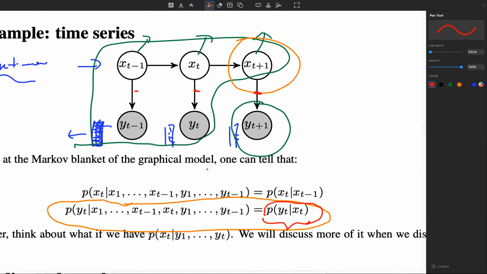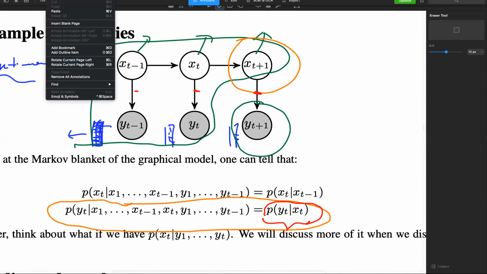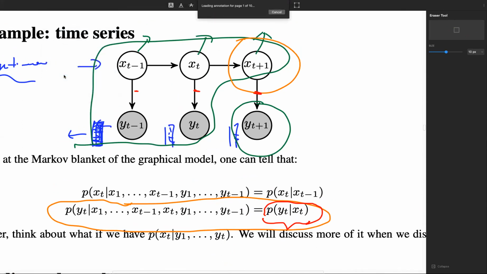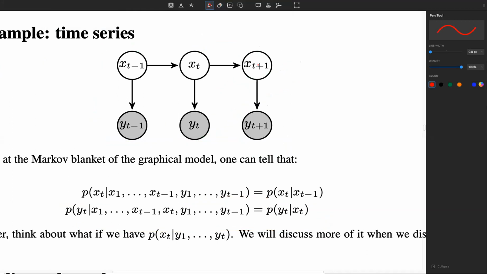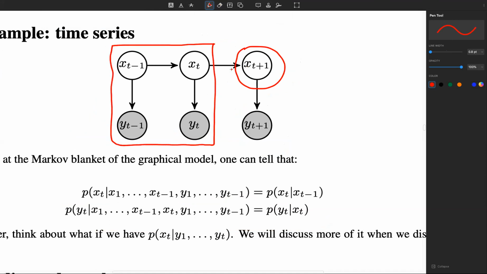Now, if I look at another one, if I look at this one, and I want to work out the conditional independence when it's conditioning on these variables, then where is its Markov blanket? I'm excluding this one. I'm not counting this one. I'm just saying this random variable conditioning on these, where do you think the appropriate Markov blanket is?